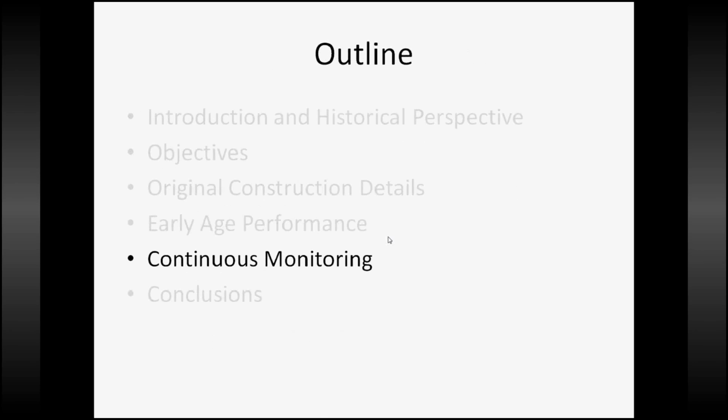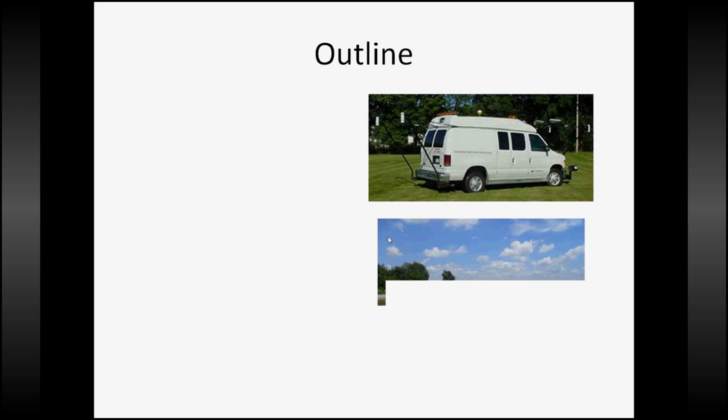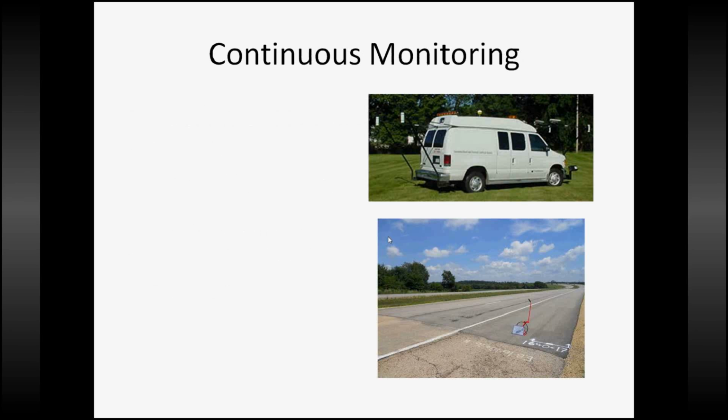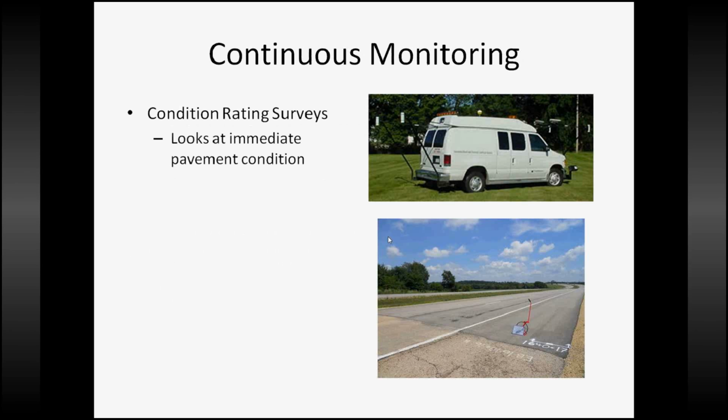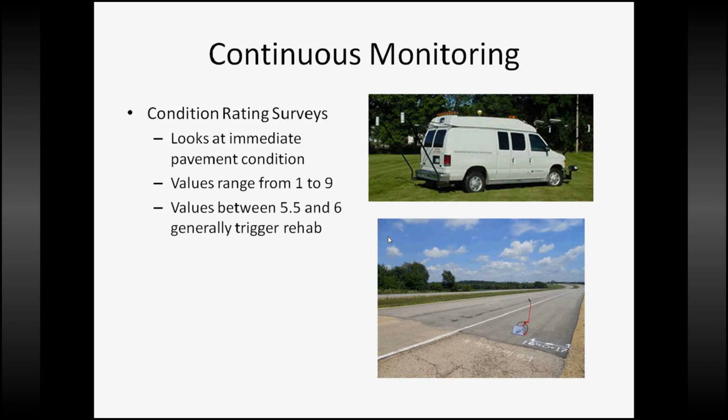So we were very interested in continuing to see what was going to happen with these sections, so we continued keeping an eye on them, and we did it through multiple different things. We did condition rating surveys, CRS. This CRS is unique to Illinois, and is mainly used for programming. CRS looks at the immediate pavement condition, and this is collected using a video van. It gives the pavement a value between 1 and 9, and usually when CRS hits a value between 5.5 and 6, it triggers rehabilitation.